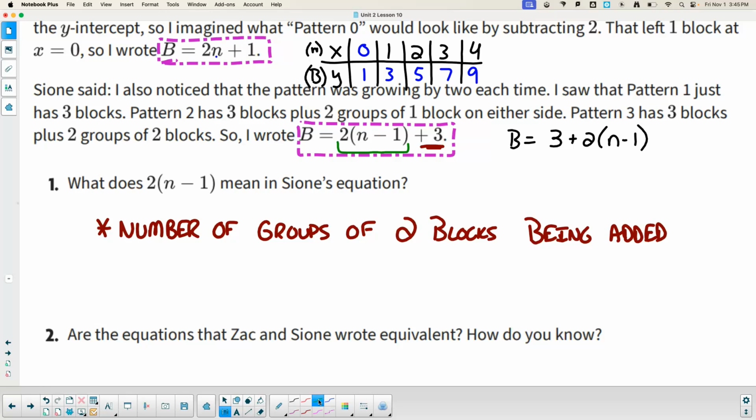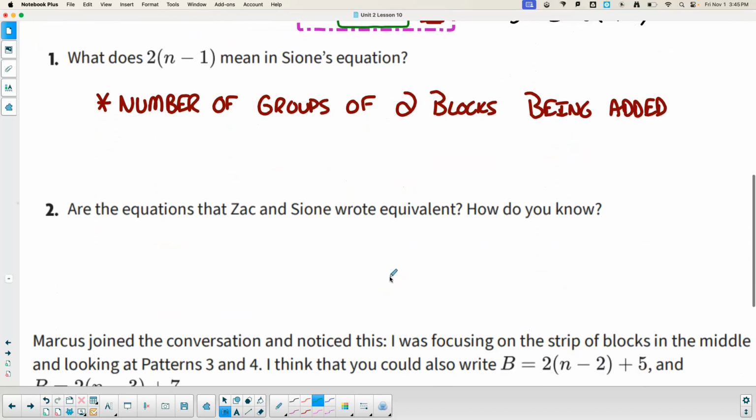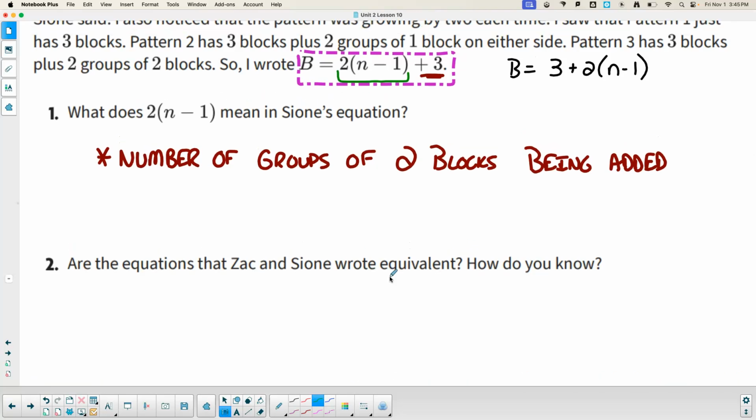Okay. Question number 2 asks if Zach and C's equations are equivalent. Equivalent means that they're the same. So let's see if they are the same. If they're the same, then they're going to be equal. Zach's again was 2n plus 1. C's was 2 times n minus 1 plus 3. If those are the same, then we can rearrange the one that we can do more to. The one that looks like you got to do a little more work to, that's the side that we're going to rearrange. In this case, it's this right side.